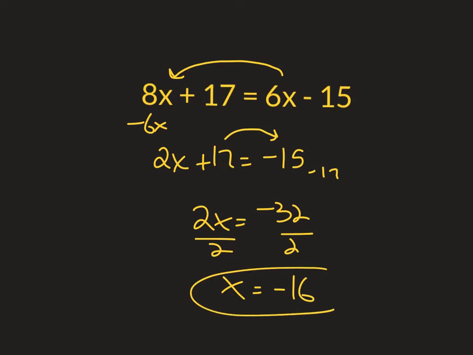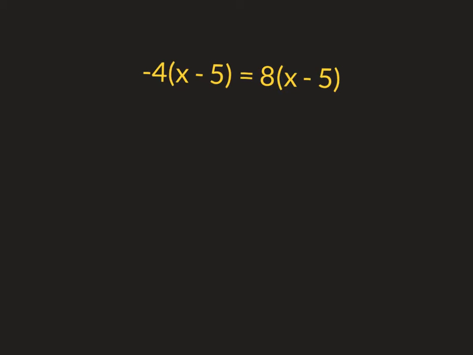And obviously remember, when you're working an equation, you can always know if you got it right by plugging the negative 16 back in where you started to make sure it works. Look at the next one. The next one's got a distributive property in it. So it's one extra step from what we did last time.